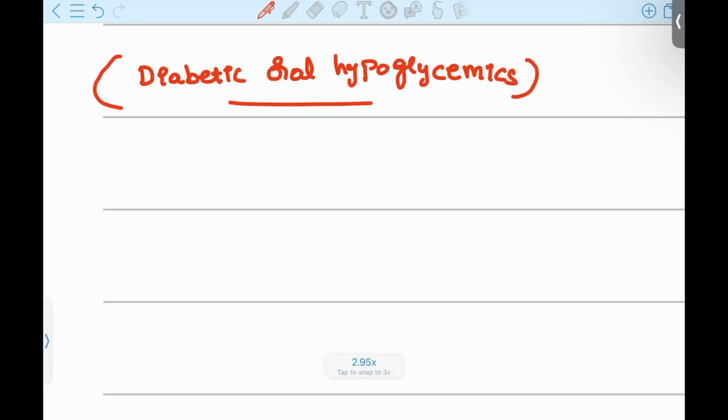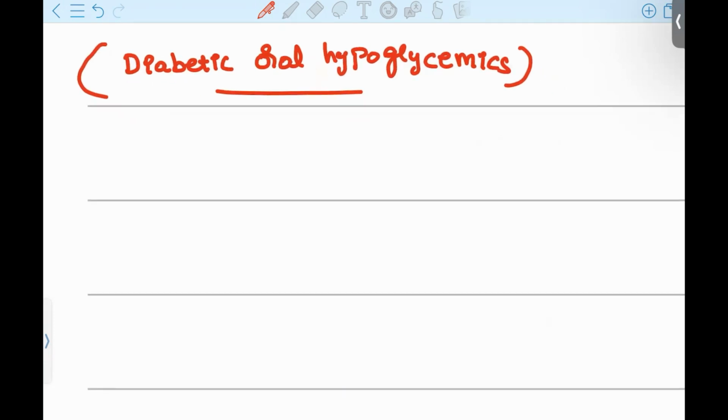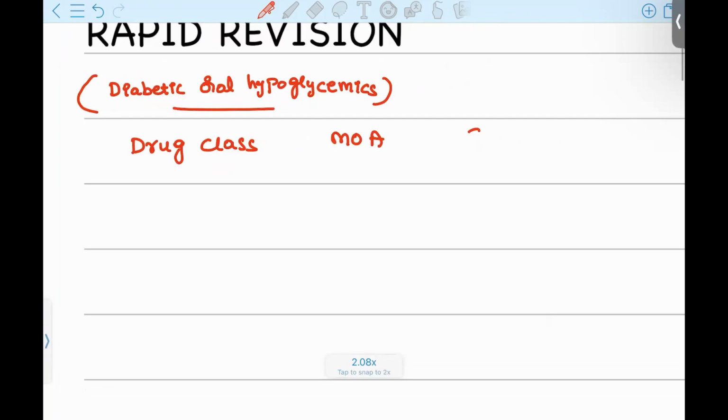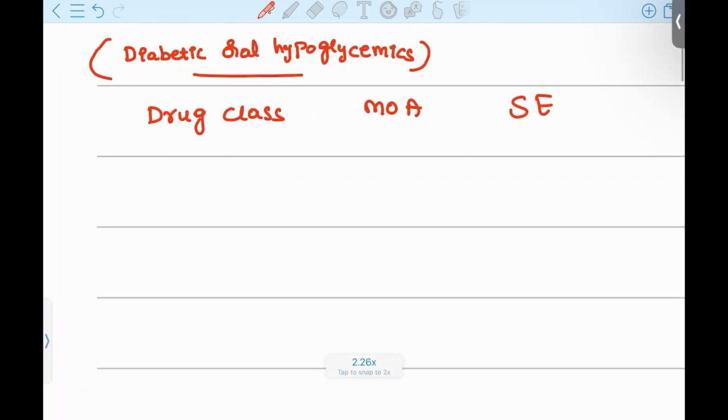So let's understand the drug class, mechanism of action, side effects, and also the keynotes. First is the drug class, then the mechanism of action and side effects of the drug. The drug of choice for type 2 diabetes mellitus is metformin. Metformin belongs to the biguanides.